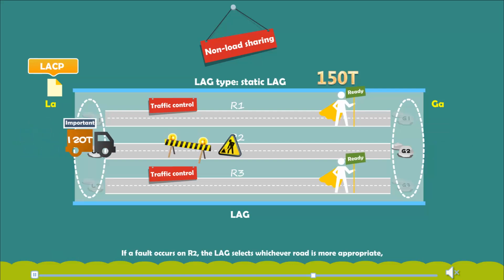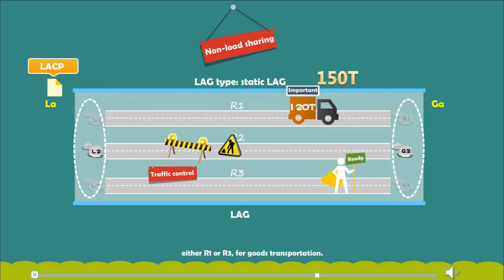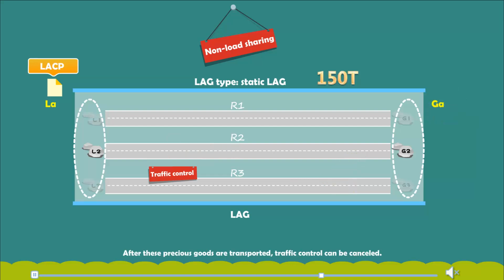If a fault occurs on R2, the LAG selects whichever road is more appropriate, either R1 or R3, for goods transportation. After these precious goods are transported, traffic control can be cancelled.